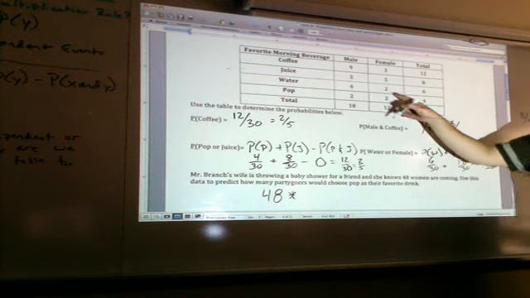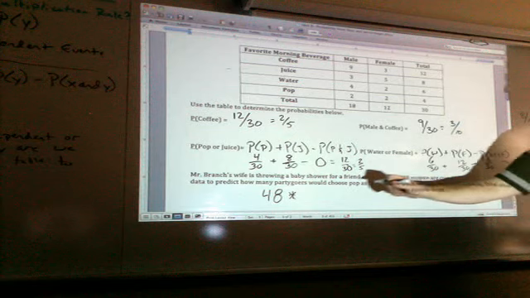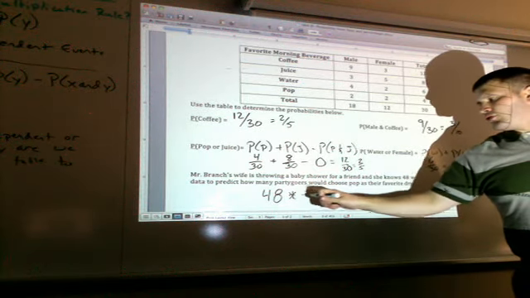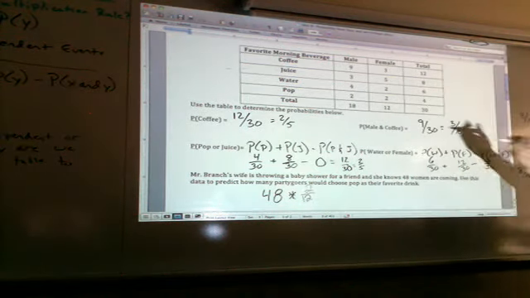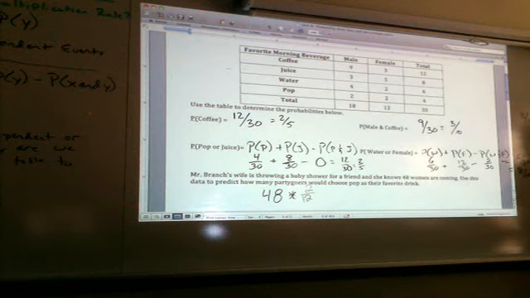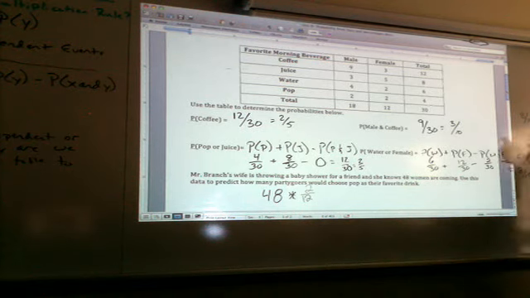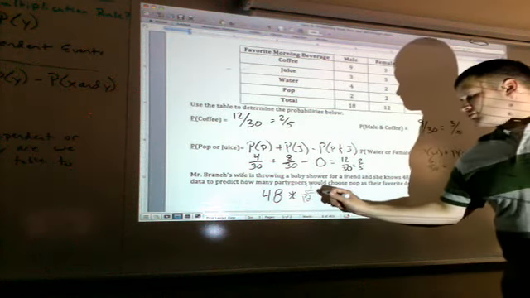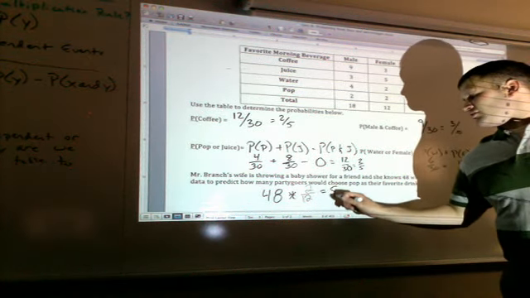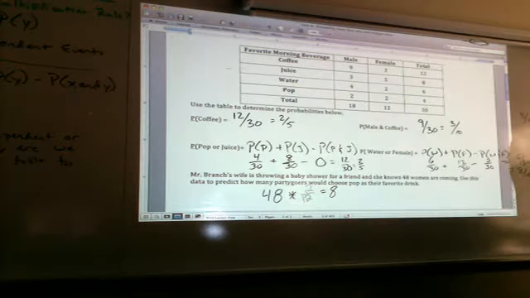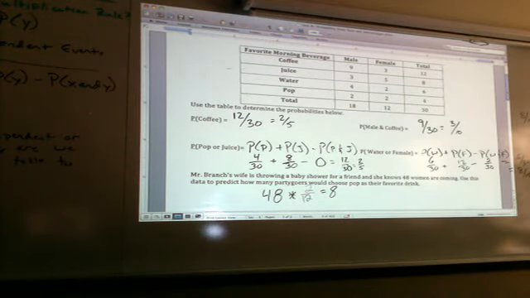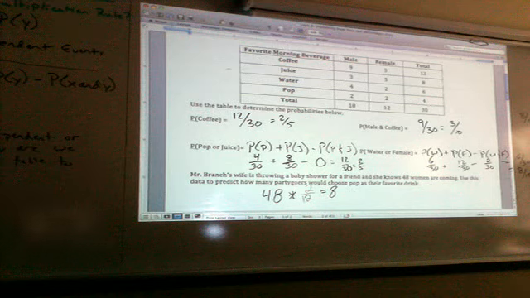Okay? So we take the probability of women who like pop, 2 over 12. Right? Because 2 out of 12 of the women surveyed like pop. So we multiply 48 times 2 over 12, and we get 8. So that means 8 people at the party are going to like pop. Right? Does that make sense?